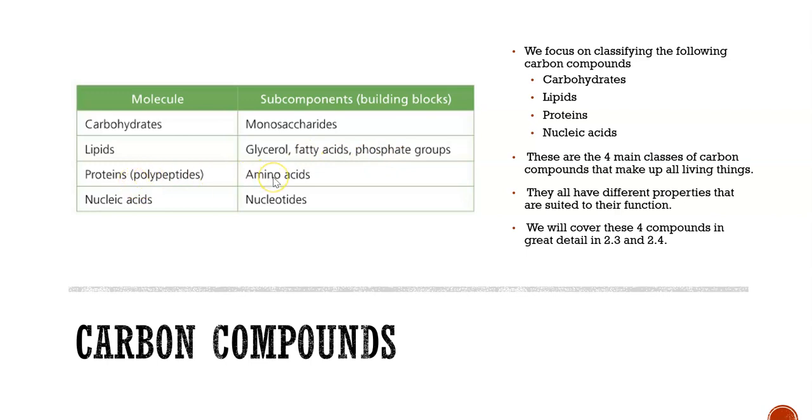Our proteins, our subcomponents are amino acids. So polypeptide, peptide being the bond between the amino acids, and then our nucleic acids, the subcomponent is the nucleotide. So we focus on classifying carbon compounds as carbohydrates, lipids, proteins, or nucleic acids. These are the four main classes of carbon compounds that make up living things. They all have different properties that are suited to their function. And we'll cover these four compounds in greater detail as we move through the topic.